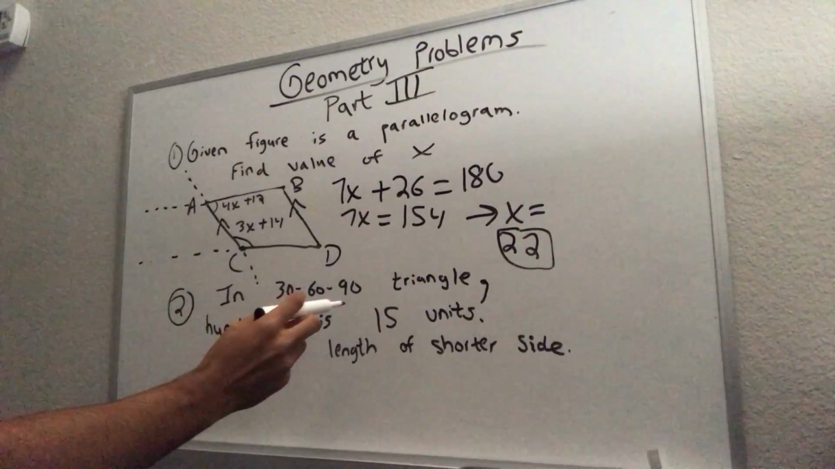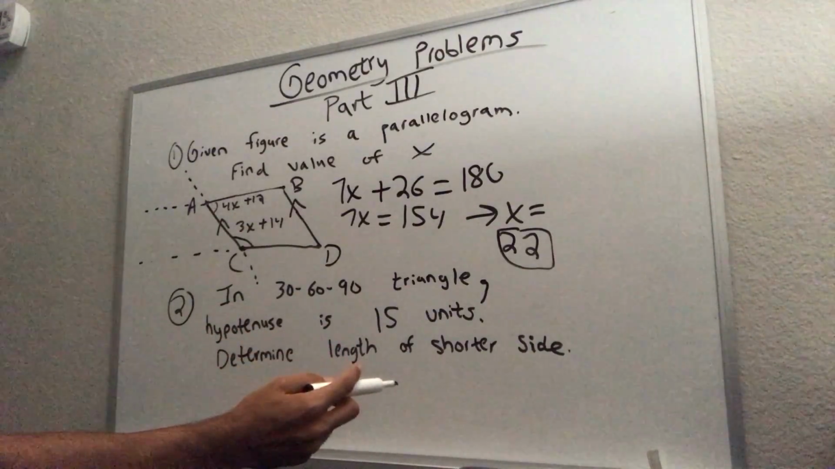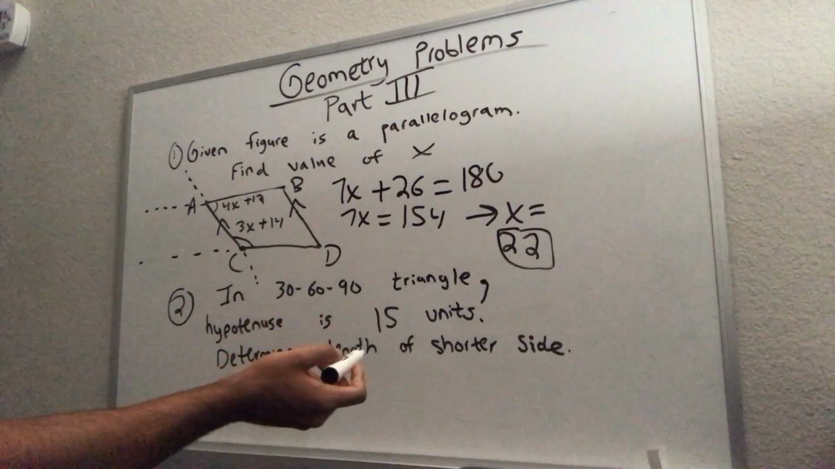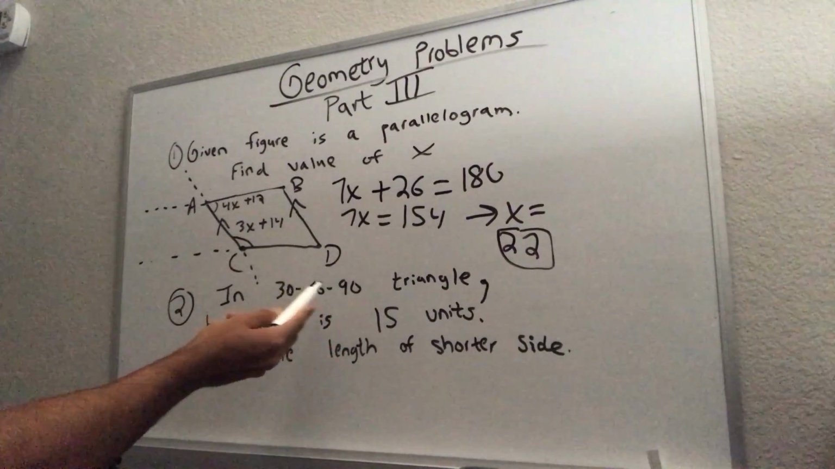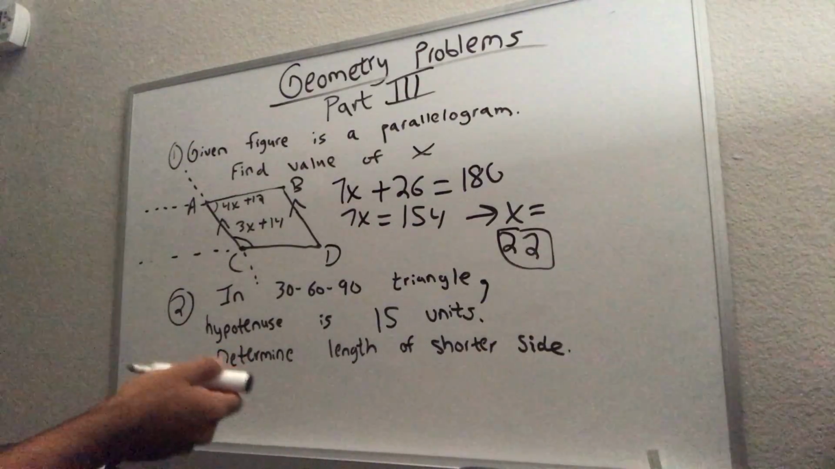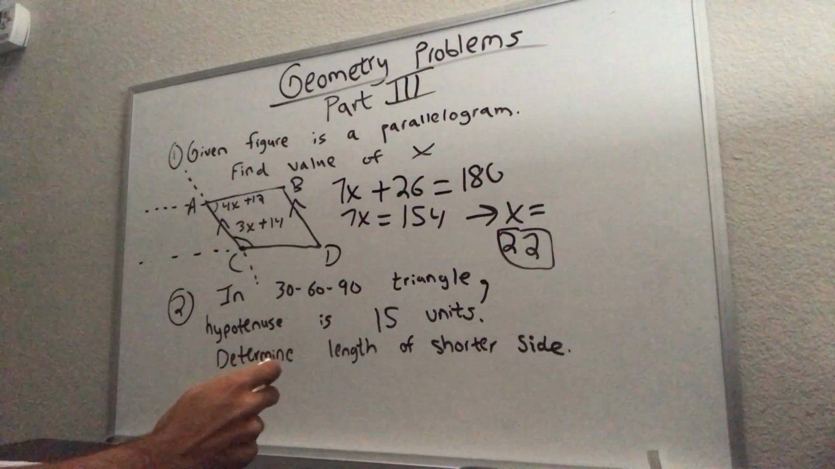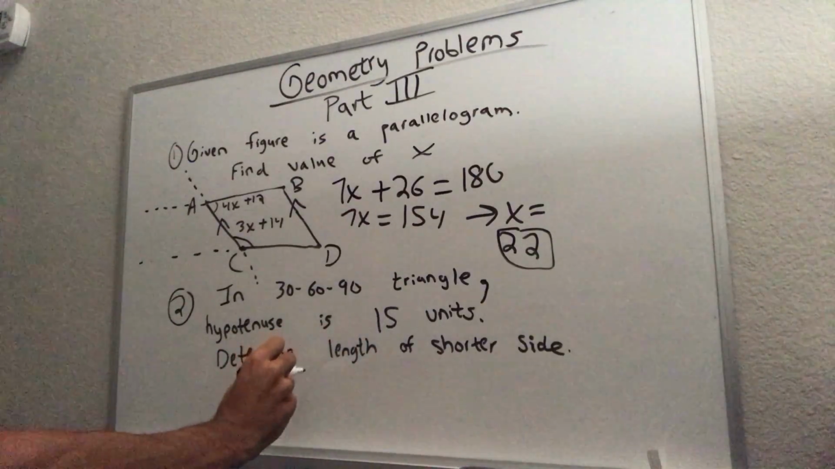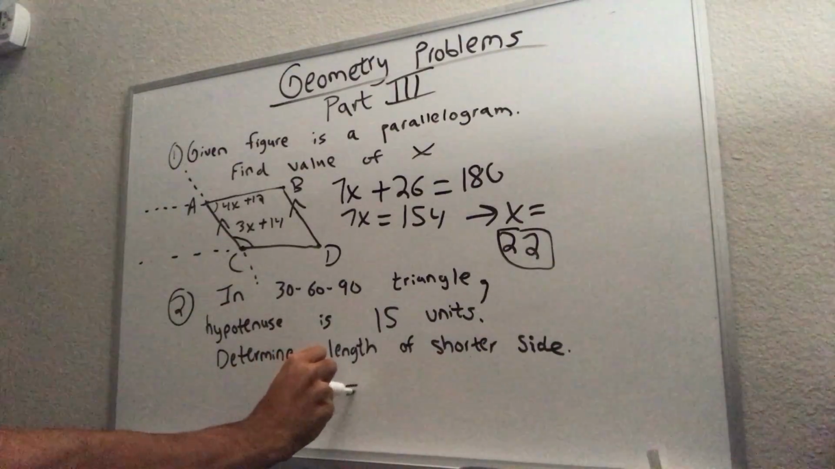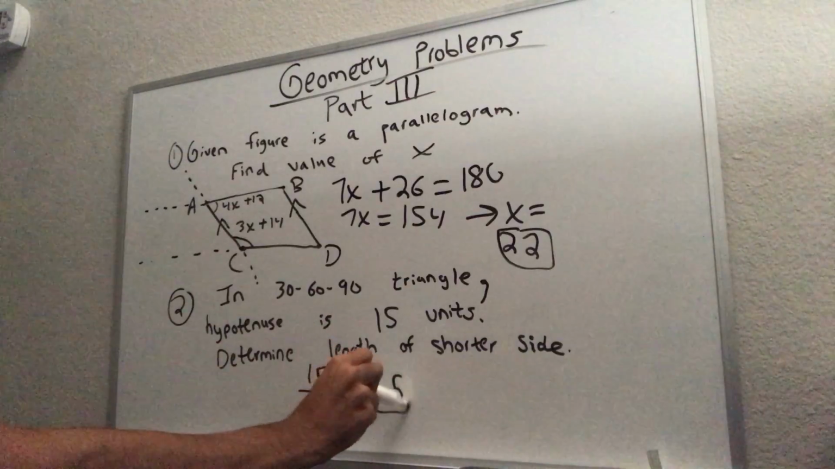In a 30, 60, 90 degree triangle, the hypotenuse is 15 units. Determine the length of the shorter side. So if the hypotenuse is 15 units, that's the longest side, right? And we know that within this triangle, if the side opposite 30 degrees is x, the side opposite 90 degrees is 2x. So we know the hypotenuse is 15 units. Therefore, the shorter side must just be 15 divided by 2. And so that's just 7.5. And that's pretty simple, and that's just our answer.